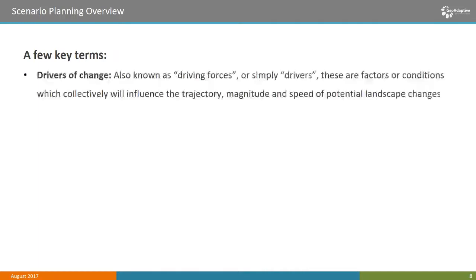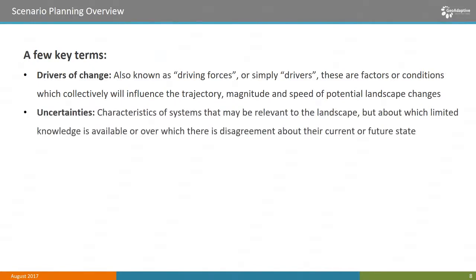So I wanted to go through some of the basics regarding scenario planning. First, some key terms that everyone should be aware of. Drivers of change is one that we use a lot. Also, driving forces, or just drivers. These are different factors that collectively influence the trajectory, magnitude, and speed of potential landscape changes. Uncertainties, pretty obvious, but they're different characteristics of systems that are more difficult to predict. So there's some degree of variability, and we don't know necessarily what their future state will be.